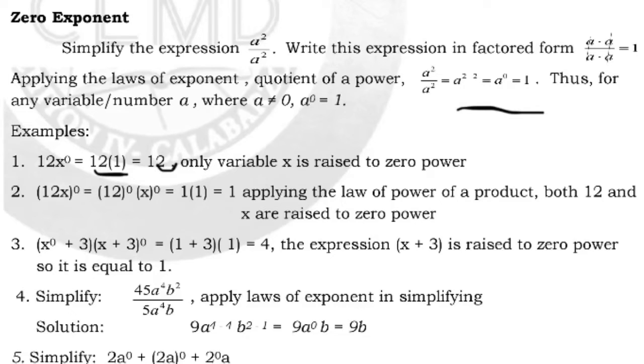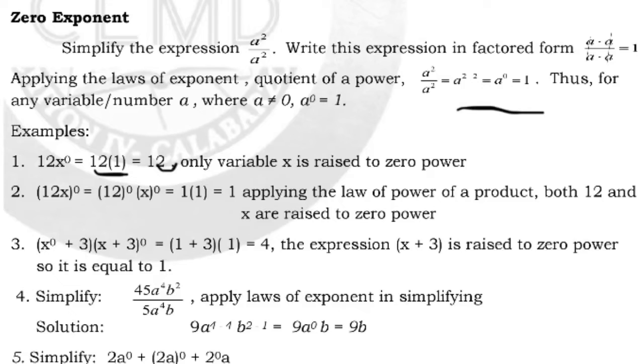Number 2. In here, 12x is being enclosed by a parenthesis and it's being raised to 0. So it means that you're going to raise 12x to the power of 0, unlike number 1, in which you only raise variable x to the power of 0. Since you are raising this one to the power of 0, applying power of a product, we're going to raise 12 and x to the power of 0.